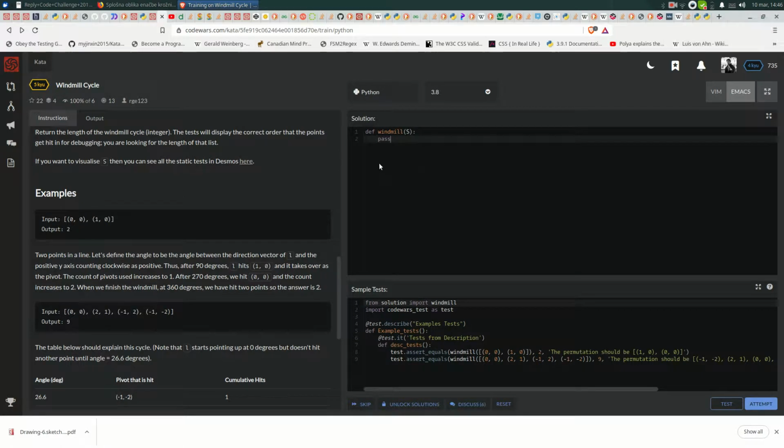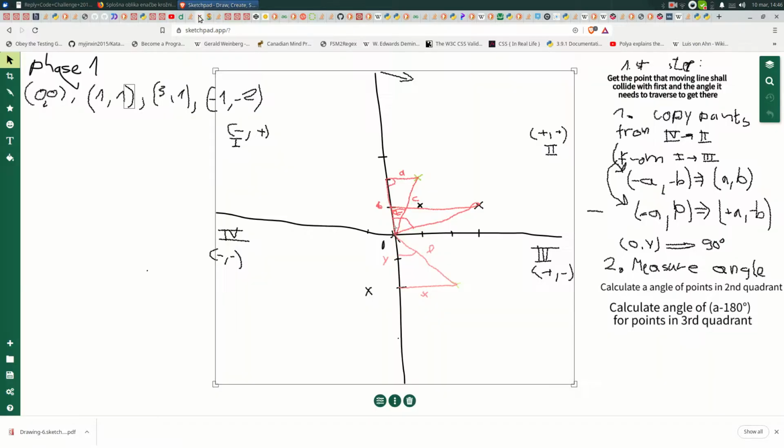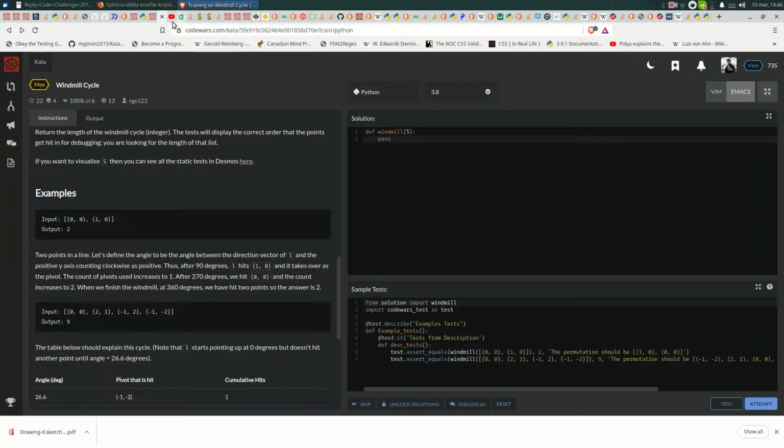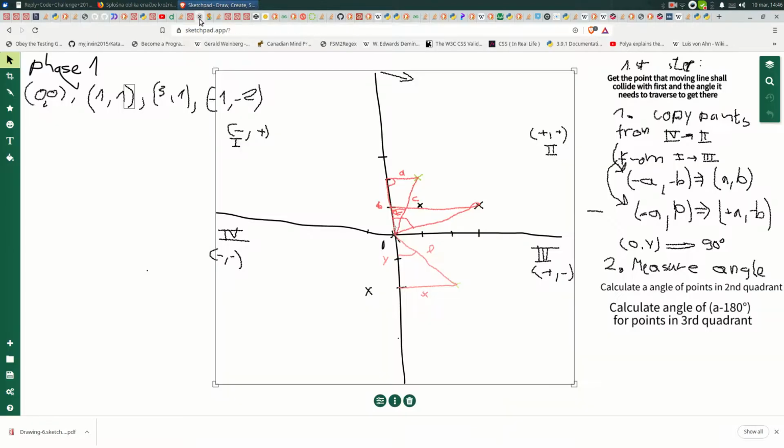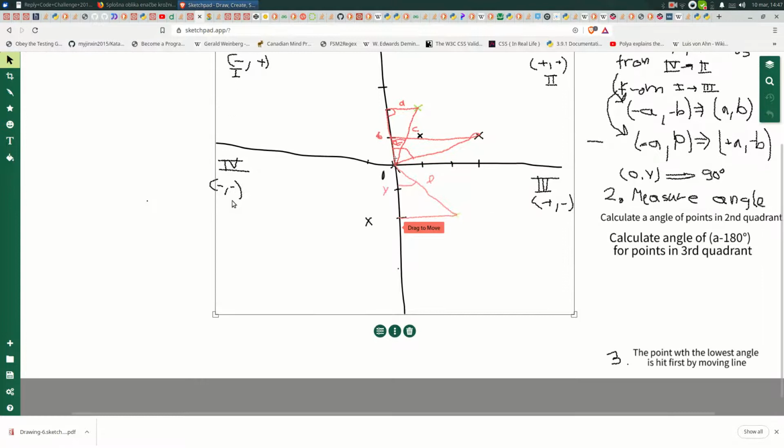So we've got our little steps, so let's try to follow them. Alright. So first step, get the point that the moving line shall collide with first. Alright, so first copy points from that quadrant to that quadrant. Measure angle. Calculate angle. We measure angle with a cosine expression, I guess.